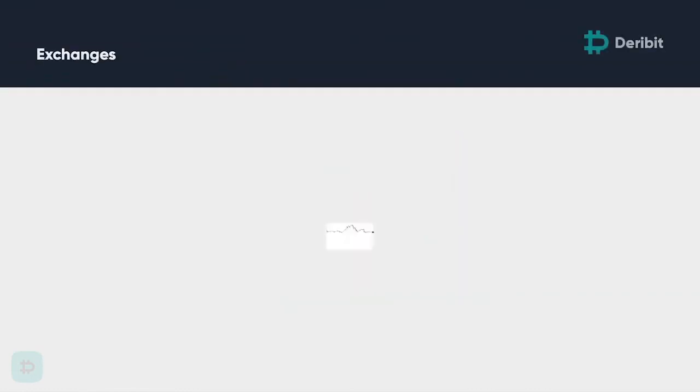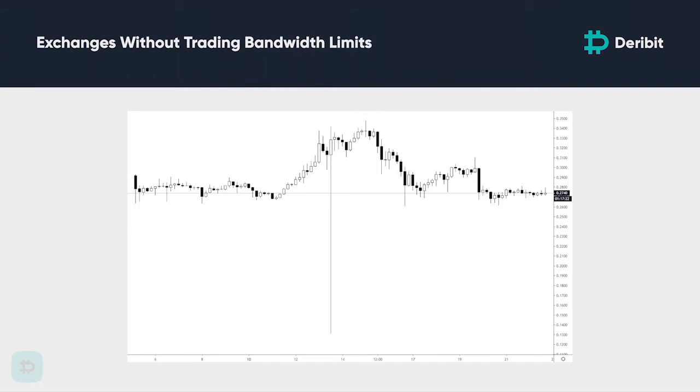The following is an example of what can, and often does, happen on some sites that do not have any type of trading bandwidth limits or circuit breaker protection built into their system. If the order book is thin and protection is not in place, it's easy for a trader or indeed group of traders to either deliberately or accidentally cause flash crash scenarios.